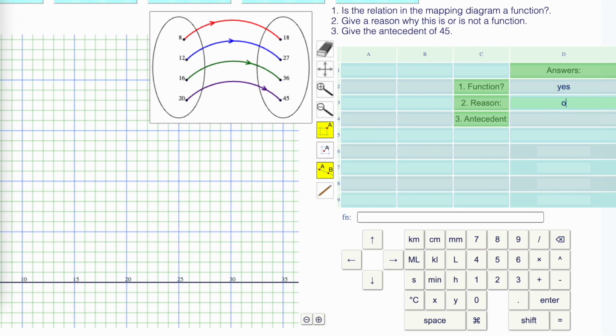The reason why, it's 1 to 1. For every x value, you have a y value, f of x. The antecedent of 45, this is 45, its antecedent is 20, the one that comes before. And then you press enter to see if you're right.